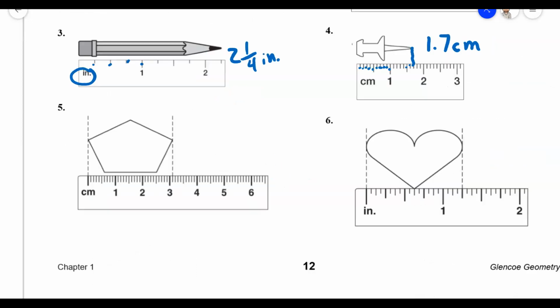Okay, I want to give you a chance to answer the next two in our Ed puzzle. Take a look at this pentagon and tell me what is the length from the left side of the pentagon to the right side of the pentagon. What would that measurement be? Go ahead and answer that in your Ed puzzle.